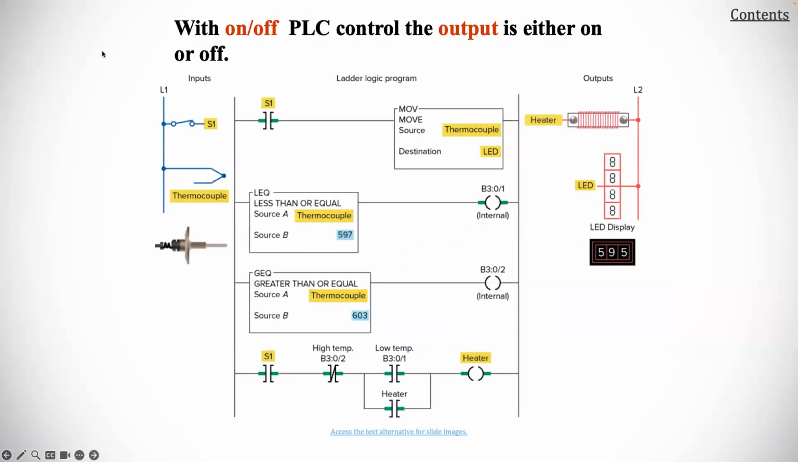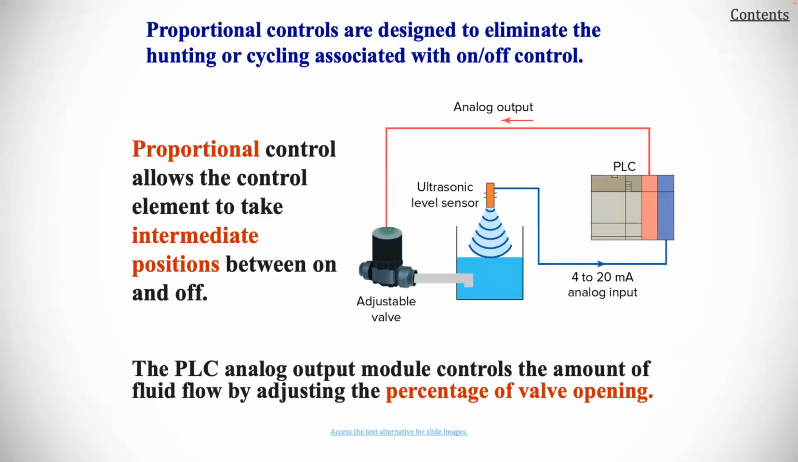With on/off PLC control, the output is either on or off. Proportional controls are designed to eliminate the hunting or cycling associated with on/off control. Proportional control allows the control element to take intermediate positions between on and off. So the PLC analog output module controls the amount of fluid flow by adjusting the percentage of valve opening.